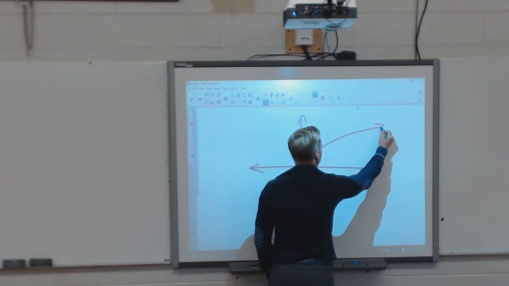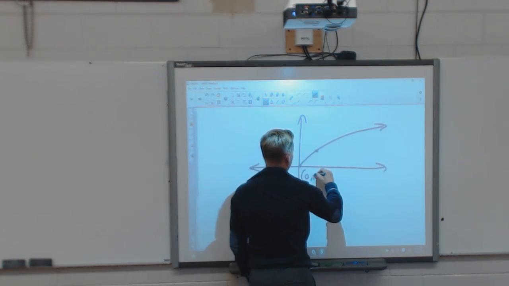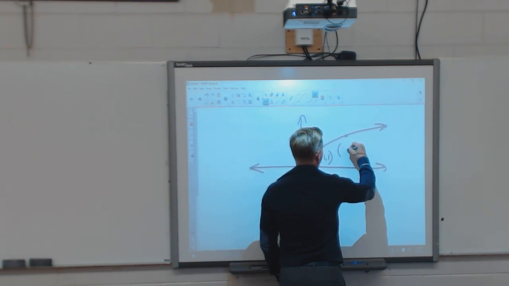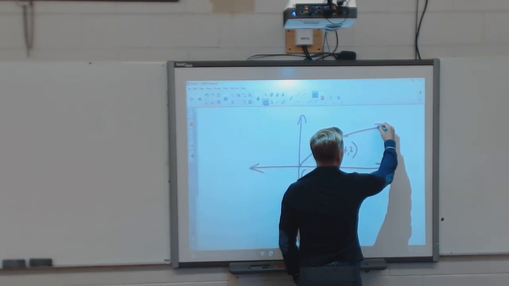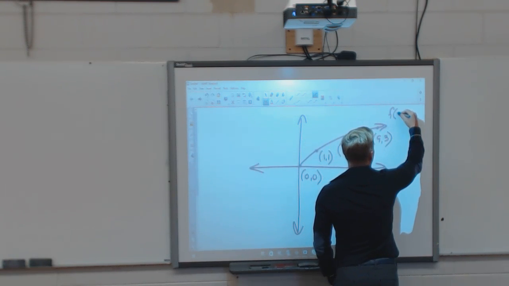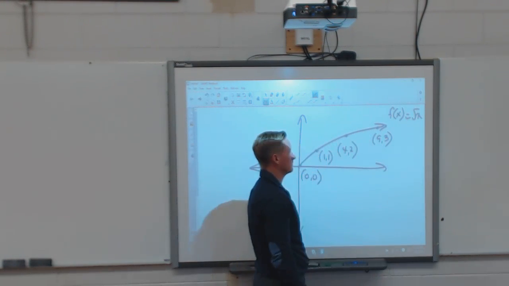So the square root, your key points are obviously 0, 0, 1, 1, 4, 2, and 9, 3. Right, so there's the f of x, there's x. Okay, so that's it.